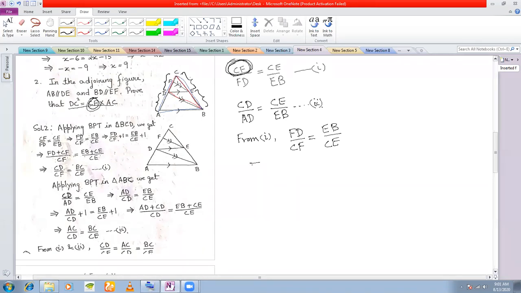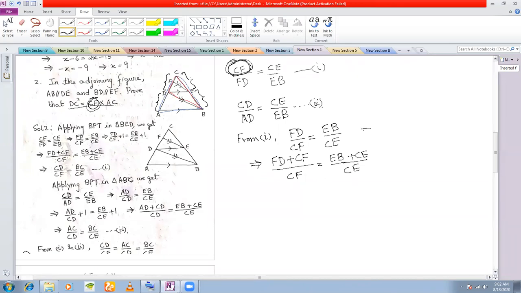Okay, now what you do is you add 1 to both sides. Why are we adding 1? Or you can also argue in this manner by componendo. Okay, by componendo, what can we write? FD plus CF divided by CF is equal to EB plus CE divided by CE. This is what we are getting by componendo, right?